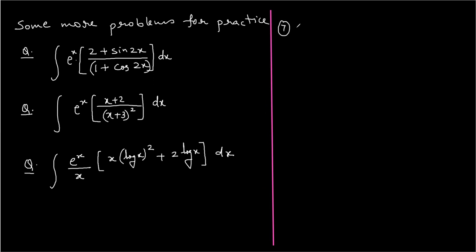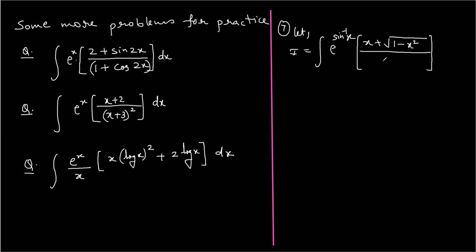So I write 7. Let I equal to integral of e raised to tan inverse x, I'm sorry, it's not tan inverse, it's actually sine inverse. So e raised to sine inverse x, and inside the bracket I have x plus square root of 1 minus x square, upon square root of 1 minus x square, and dx. Okay, so see what I do.